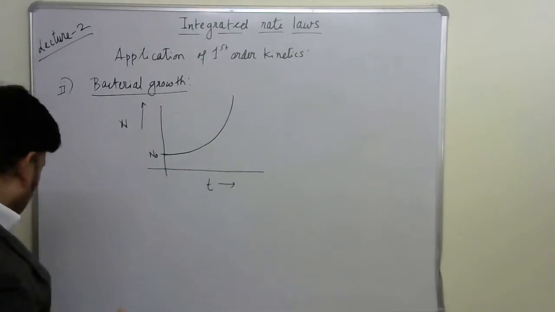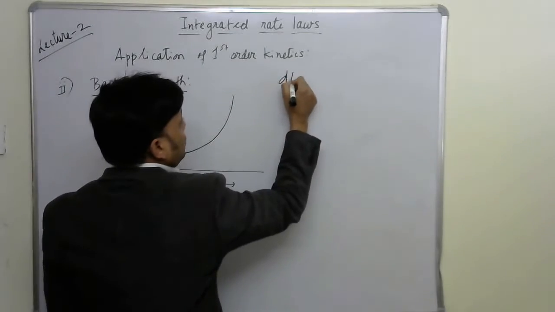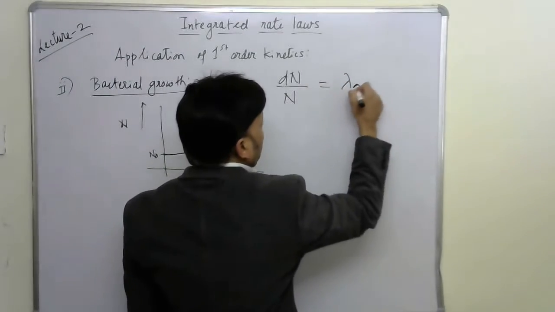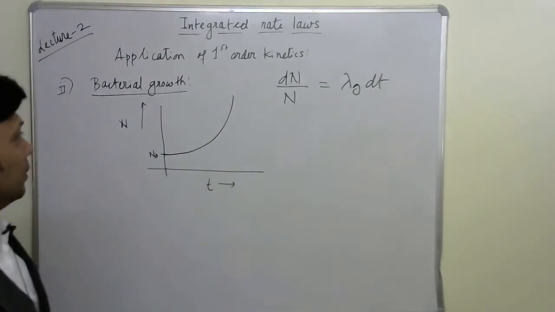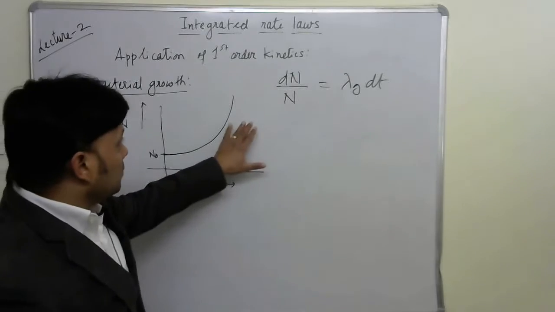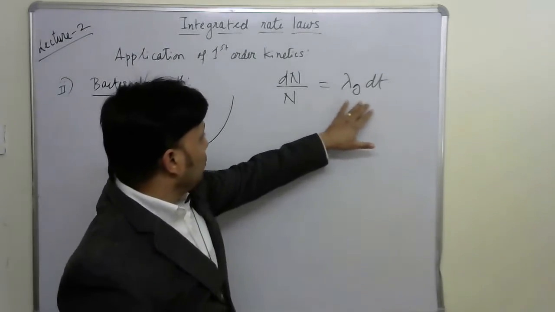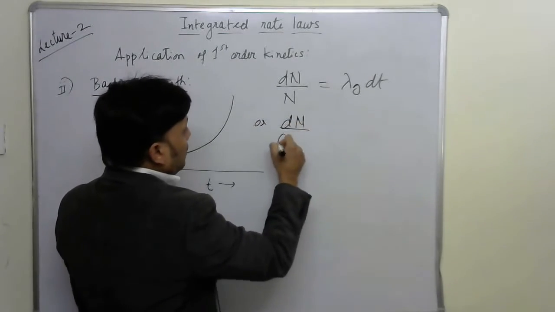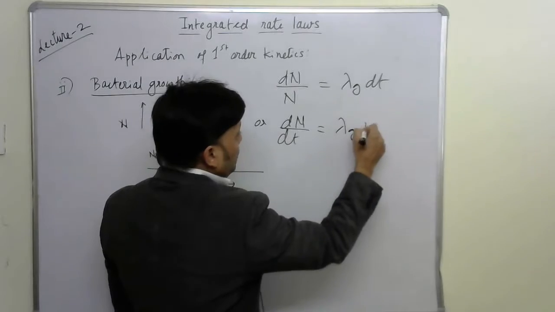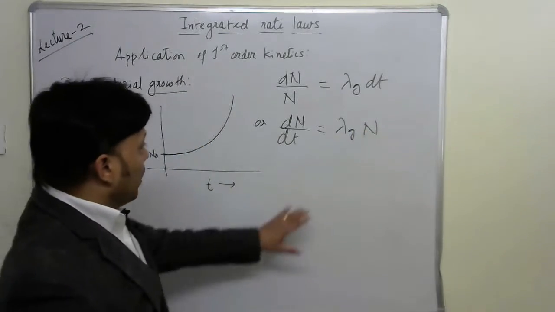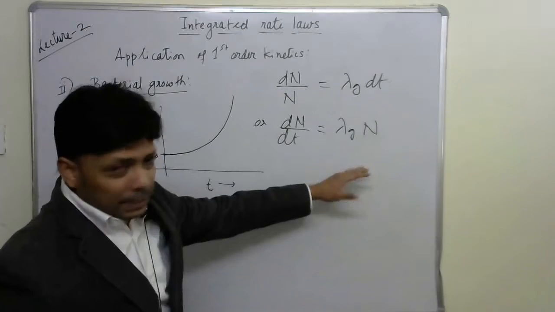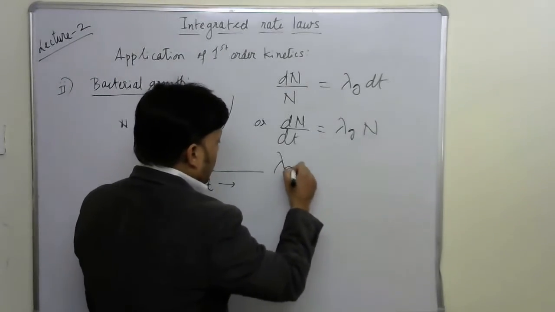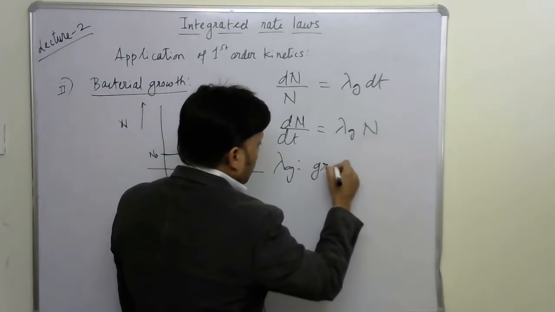Actually, let's represent it like this. dN over N is equal to lambda g dt. Or we can write dN/dt is equal to lambda g N. Here N is the number of bacteria present at any time t, and lambda g is called the growth constant.